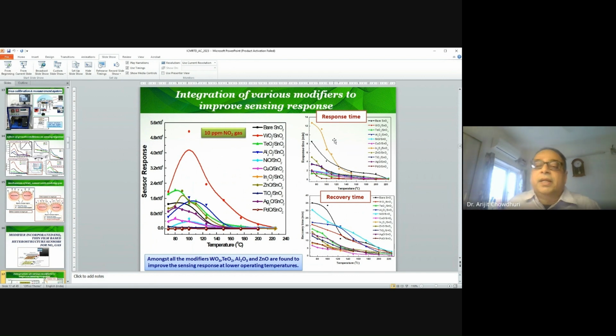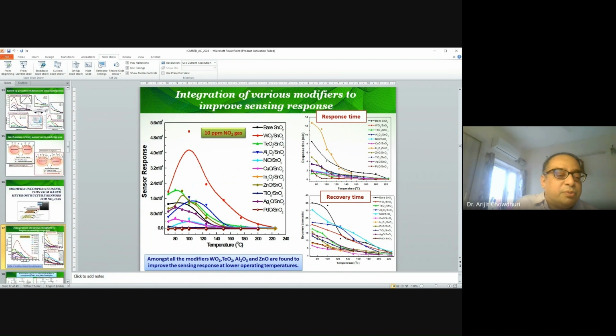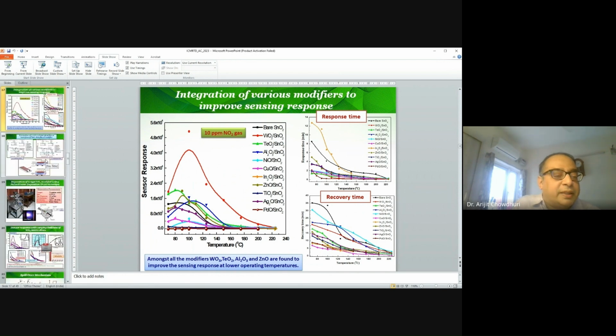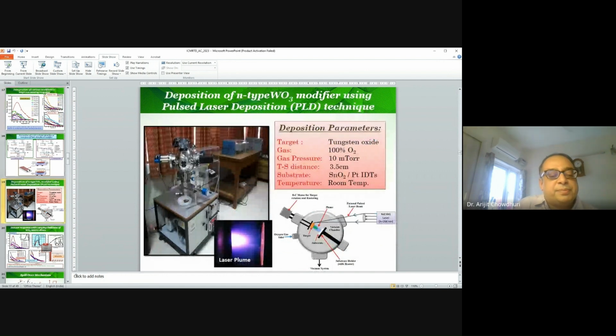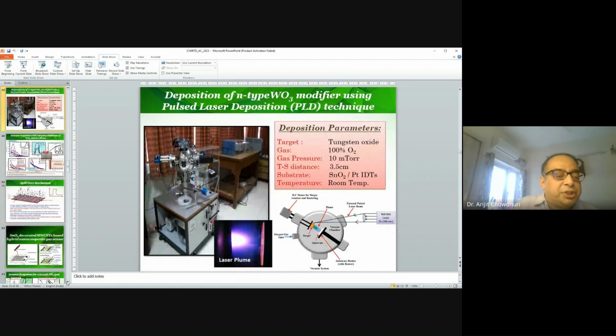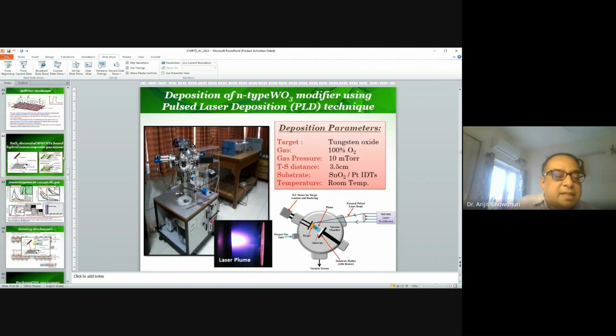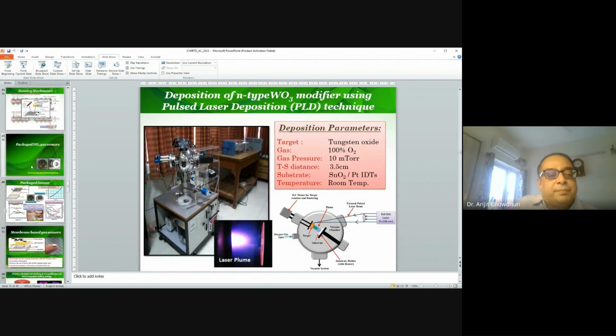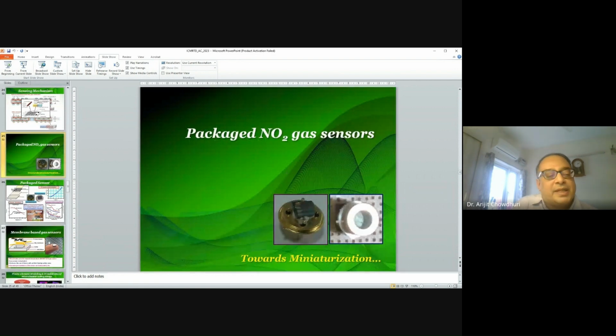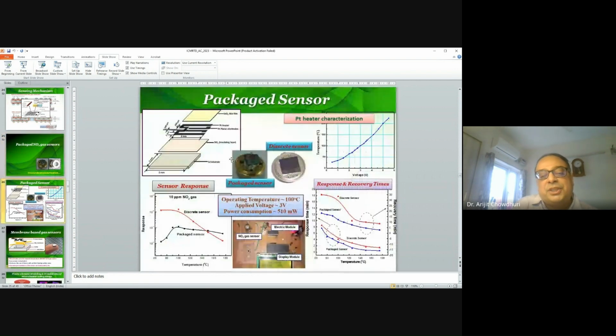We found the best response time and the recovery time. So moving forward, we optimized the deposition of tungsten trioxide using PLD, pulsed laser deposition, and finally we incorporated this into a package sensor that we have developed and also published in our journal. The results are published already over here.